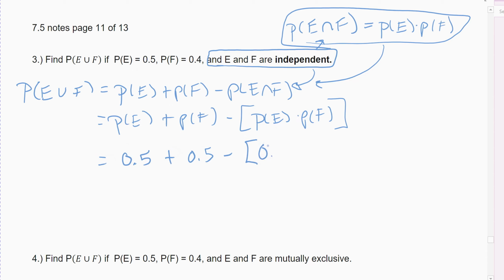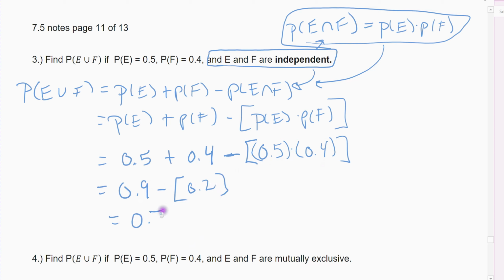So I'm going to have, and I said 0.4, but I wrote 0.5, right? 0.4. Now the and statement. So subtract the and statement. Since they're independent, I find the and statement by multiplying the probability of E times the probability of F. And so to simplify that, that simplifies to 0.9. 0.5 times 0.4 is 0.2. And so 0.9 minus 0.2, so the probability of E or F is 0.7, 70% chance of being an E or F, given they're independent events.